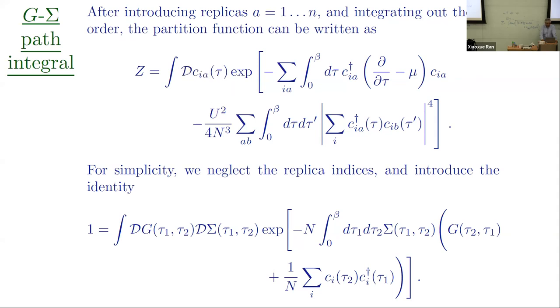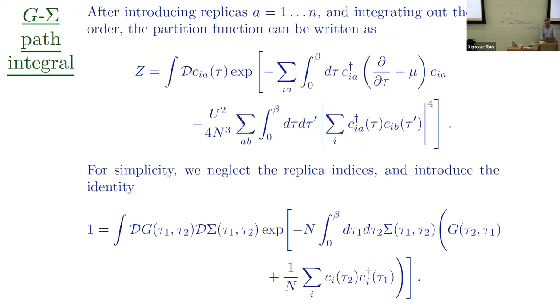The way you simplify it is you insert this identity, where I'm defining G of tau 1, tau 2 to be a delta function at this object here. In equilibrium, that's the Green's function, but this is now some fluctuating field. When I do the integral over sigma, over the imaginary axis, this gives you a delta function. So this is just one, because when you do the integral over G with a delta function, you get one.